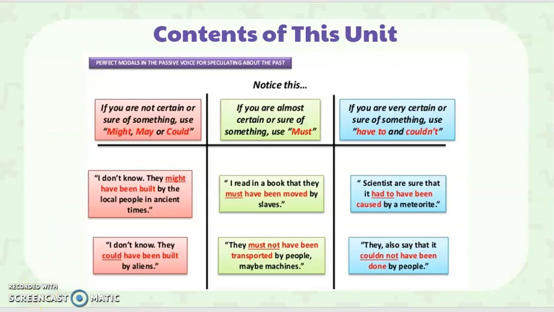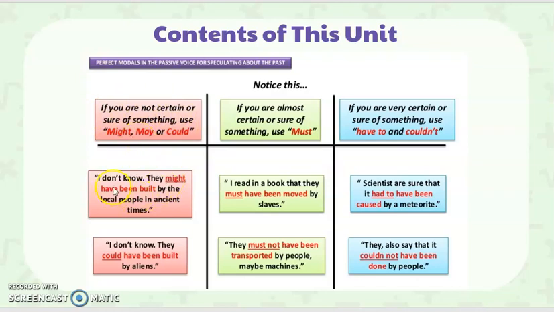Here you have some examples, guys. Let me explain. Notice that if you are not certain or sure of something, we can use might, may, or could. If you are almost certain or sure of something, we can use must. But if you are very certain or sure of something, we can use had to and couldn't. Because in this one we are 100%. In this one we are at 50%. But in this one we are at less than 50%.